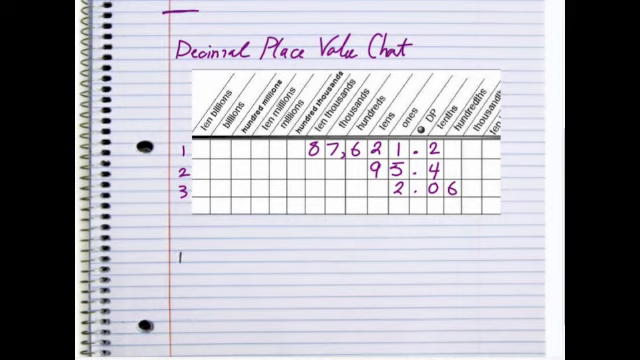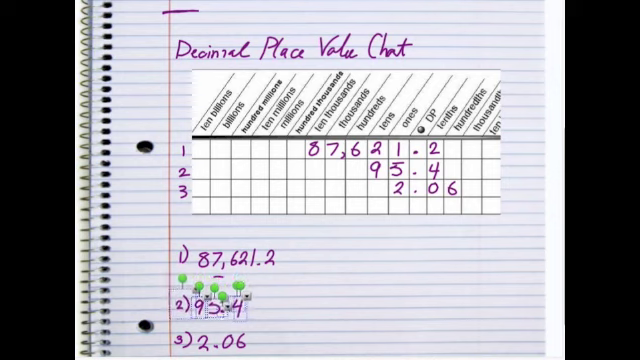So let's move on to numbers 1, 2, and 3. And we can rewrite those numbers down here for ourselves. 87,621 and 2/10, 95 and 4/10, 2 and 6/100. And we're going to practice writing these numbers out in words, in complete real word notation. And I'm just going to spread this out a little bit because I realize we may need more room than I allowed.